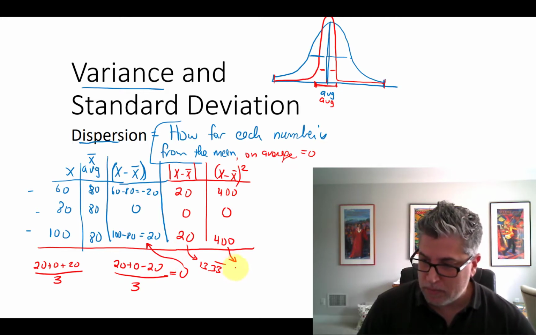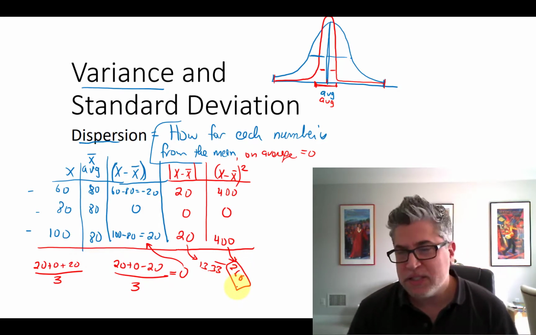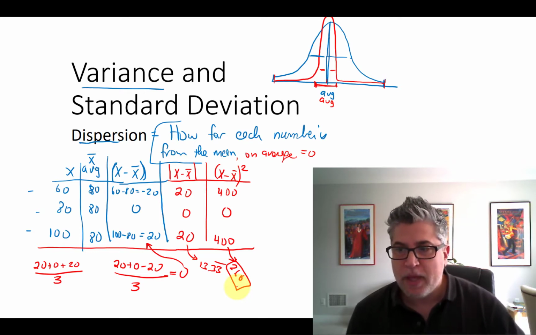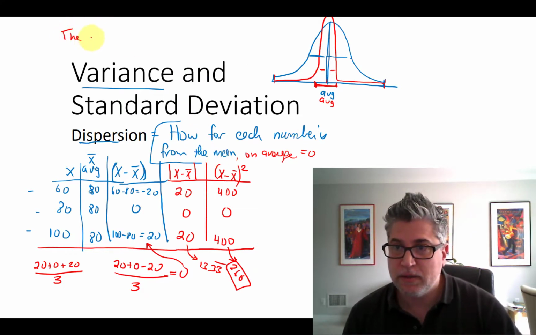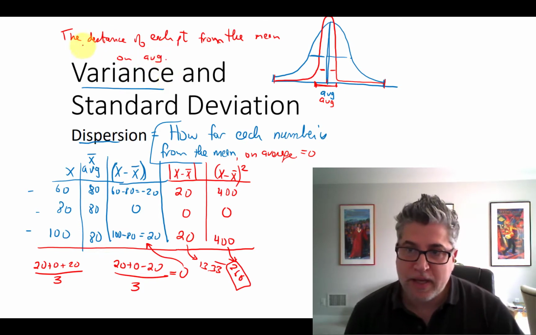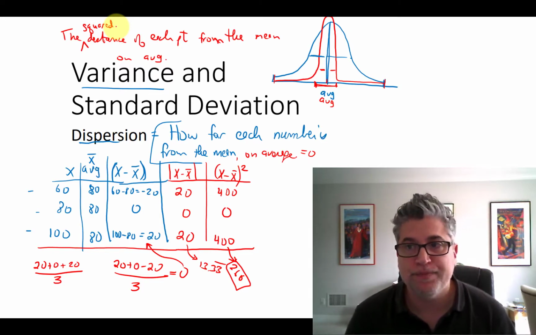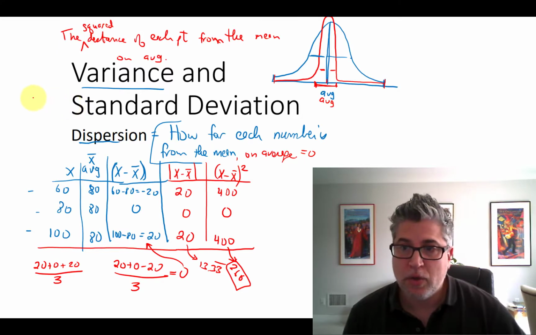All right, so that 266.66 repeating, this is the formula that statisticians actually use. And so it's not how far each number is from the mean, or in other words, it's not the distance of each point from the mean on average. It is now the squared distance, or the squared average distance of each point from the average. That is, in words, what statisticians mean when they say variance.